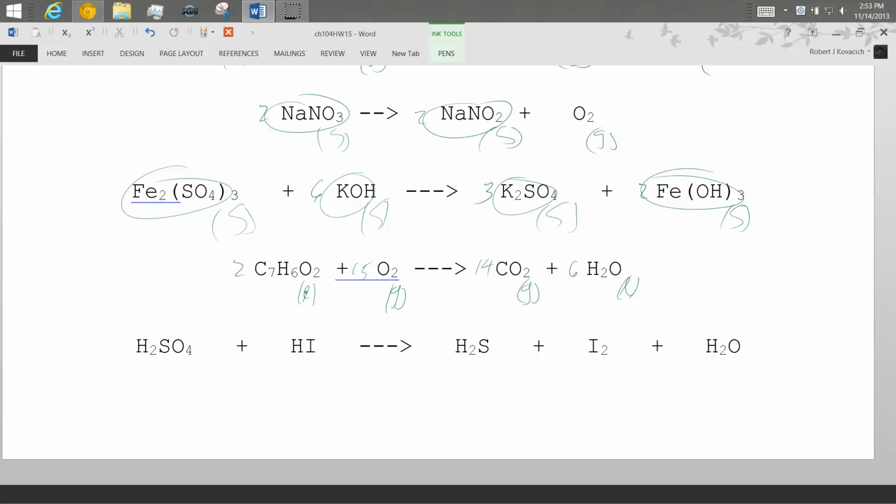Let's go. There's a sulfur on each side, so those are balanced. How about the H's? If I put a 2 here, my H's are balanced now, right? 1, 2, 3, 4, 1, 2, 3, 4. And my oxygens, that's going to be a problem. I'm going to need 4 here for my oxygens.